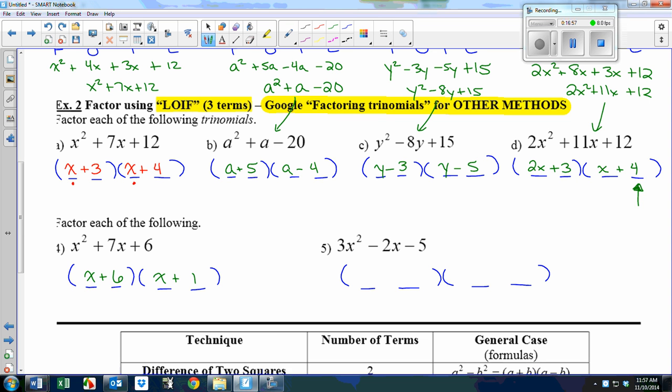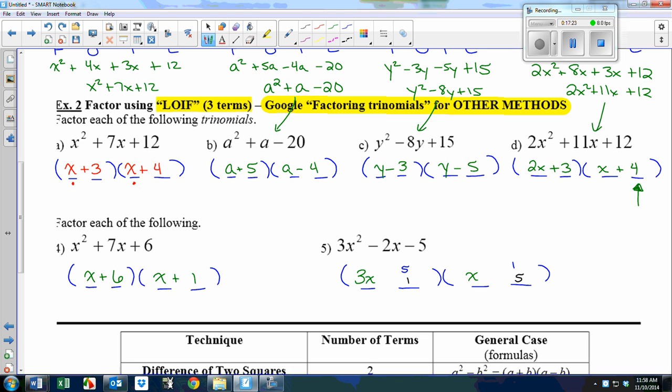Good deal. Now, in the second one, number 5 here, the F would be a 3x times an x to make 3x squared. And now we're looking at the L, the 5. It's either 1 and negative 5 or negative 1 and positive 5, but I also don't know, does the 5 go here, does it go there? Because it matters this time. So here's what I'm going to do. I'm going to, in black, put a 1 here and a 5 here. And in blue, I'm going to put a 5 here and a 1 here.